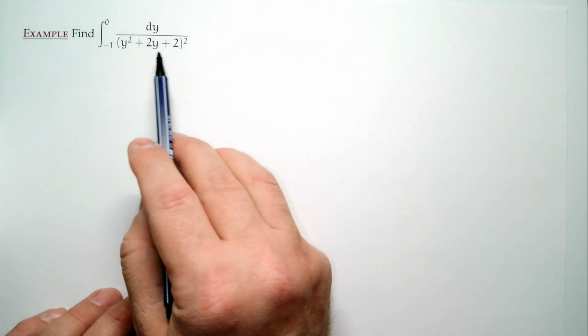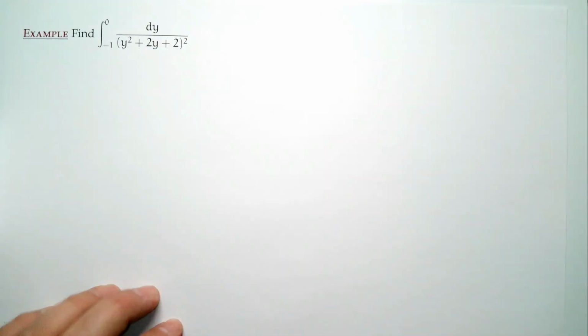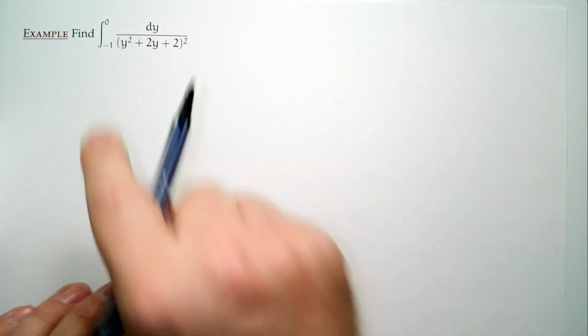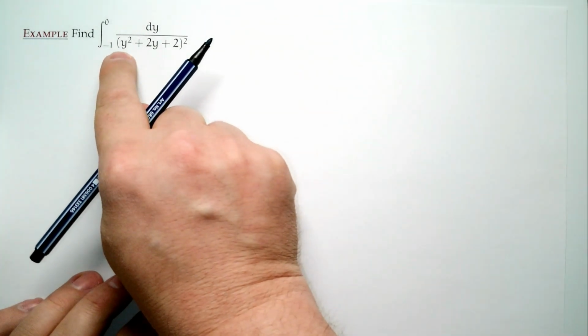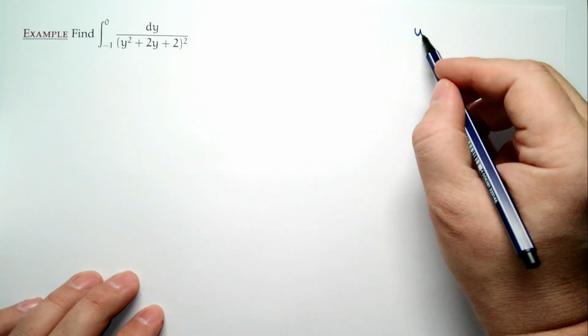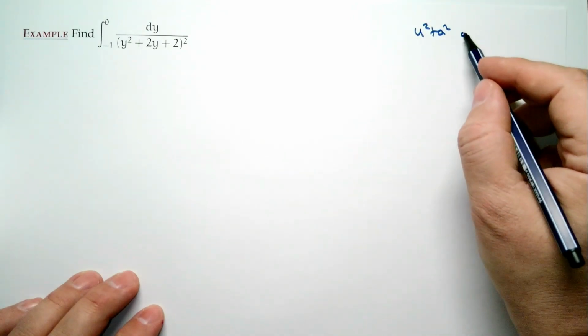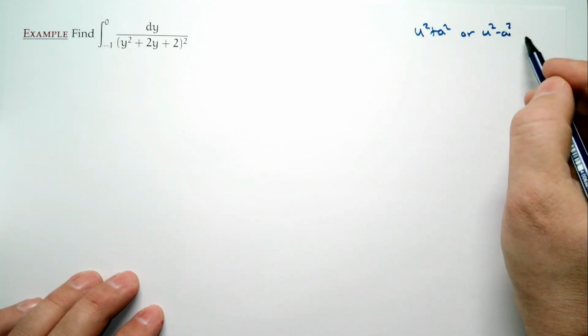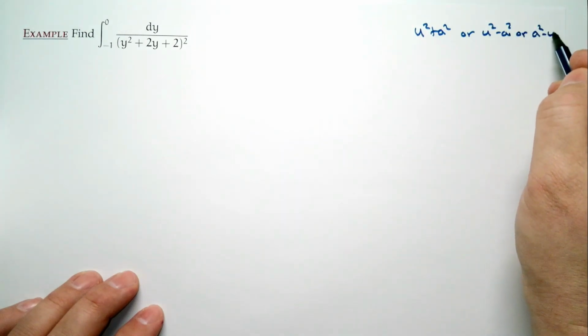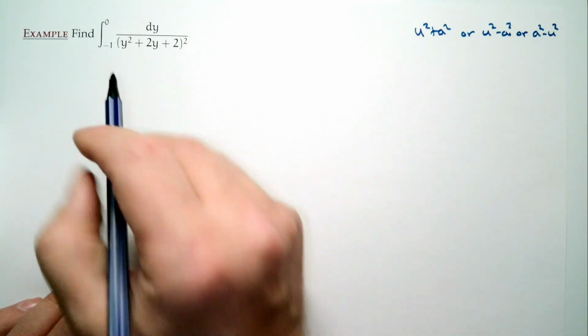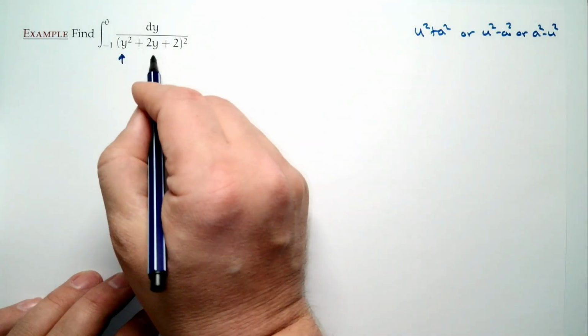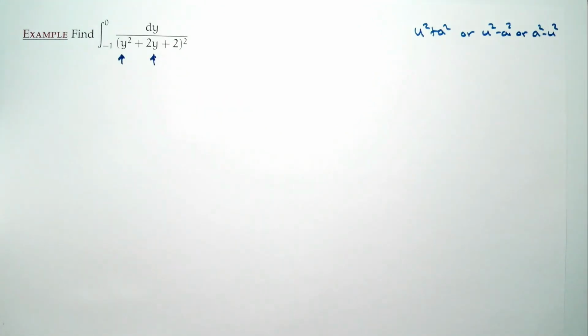So, y squared plus 2y plus 2. It's not so obvious what we need to do, because in general, I see the y squared, but I need my form to be something like u squared plus a squared, or u squared minus a squared, or a squared minus u squared. These are the three forms we have. The thing is, there's a y there and a y there. That messes us up. We want to only have a single variable. So we need to figure out a way to handle that as well.